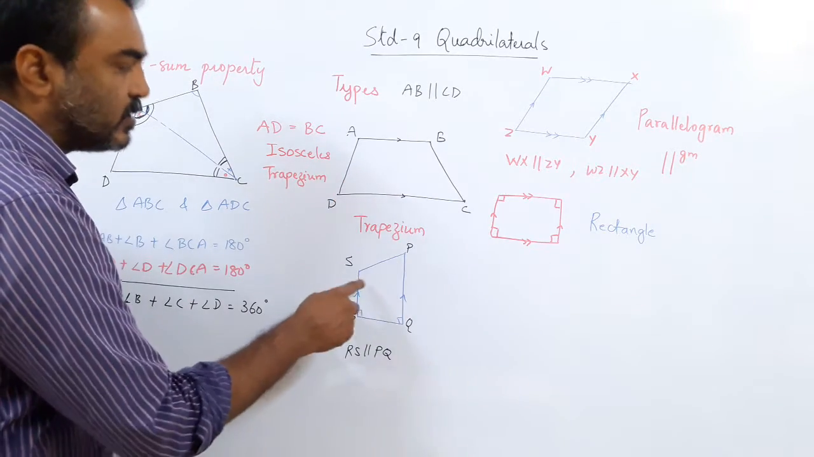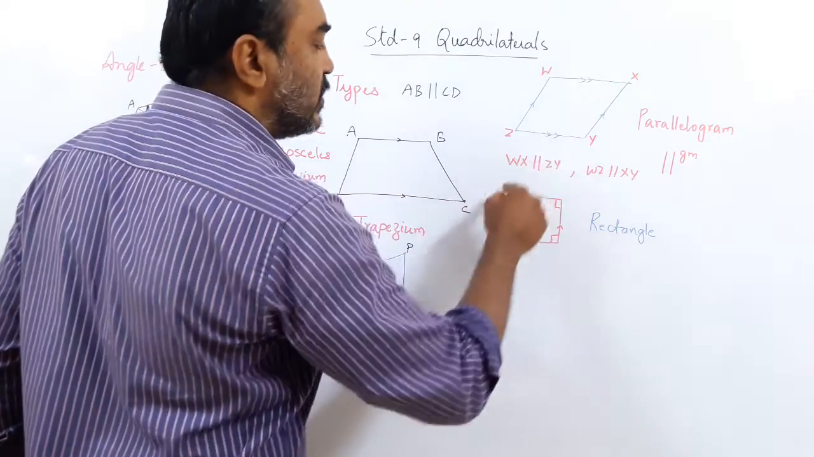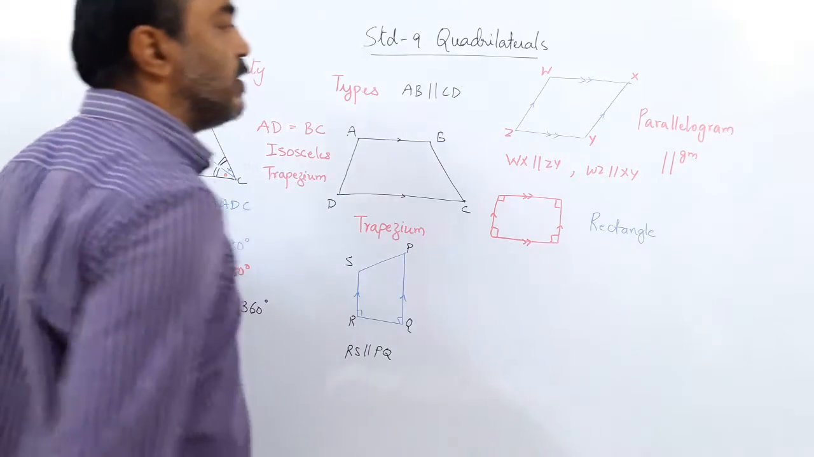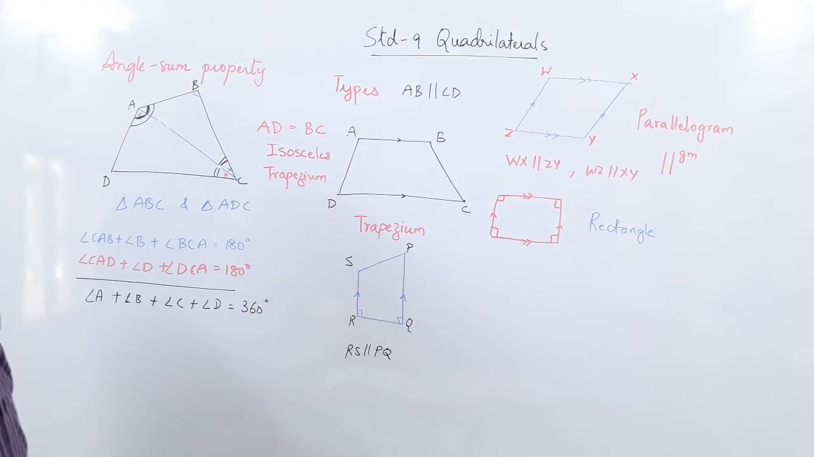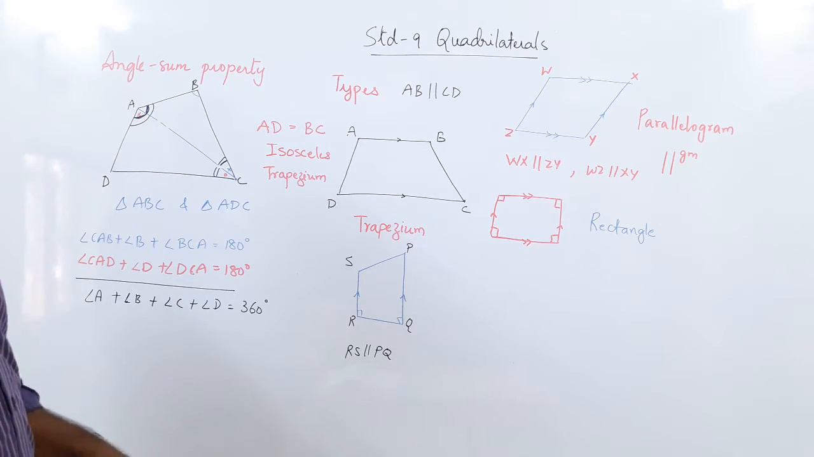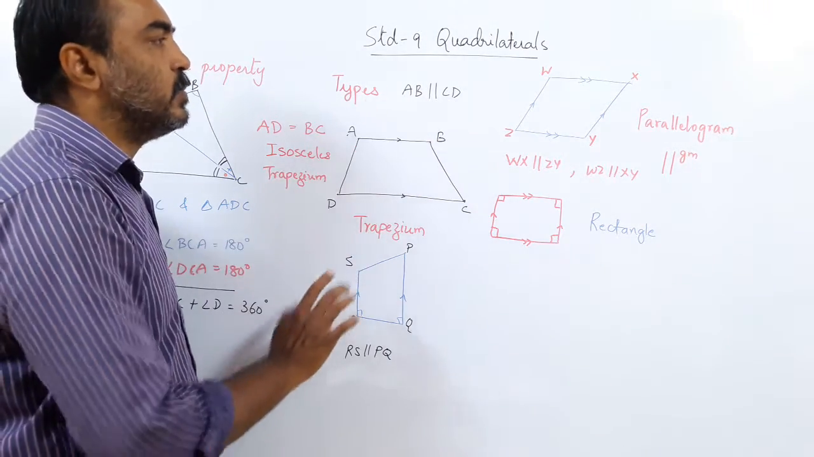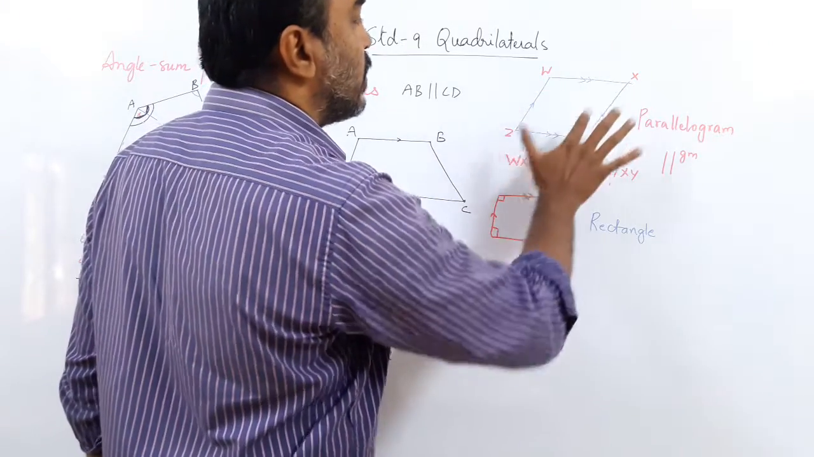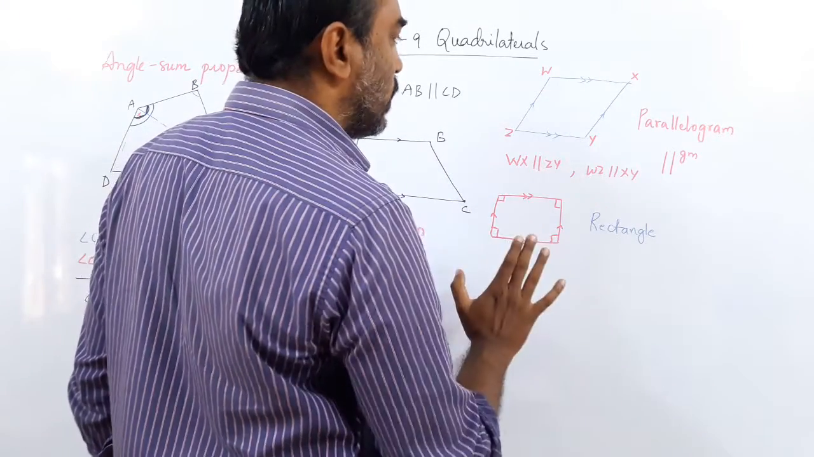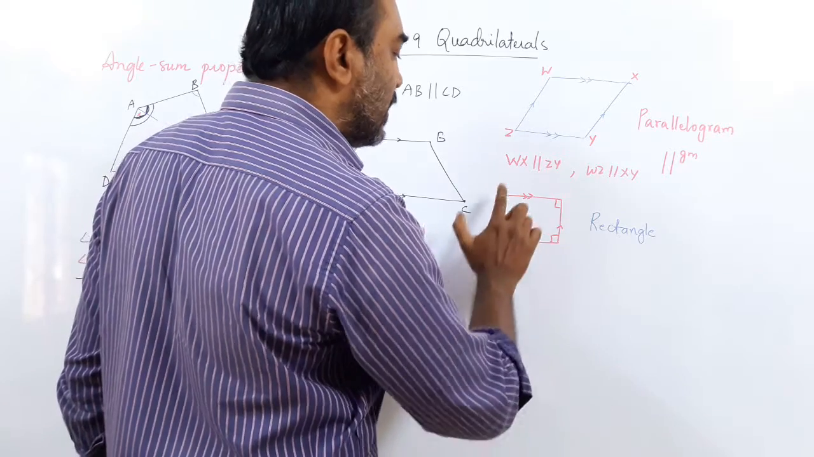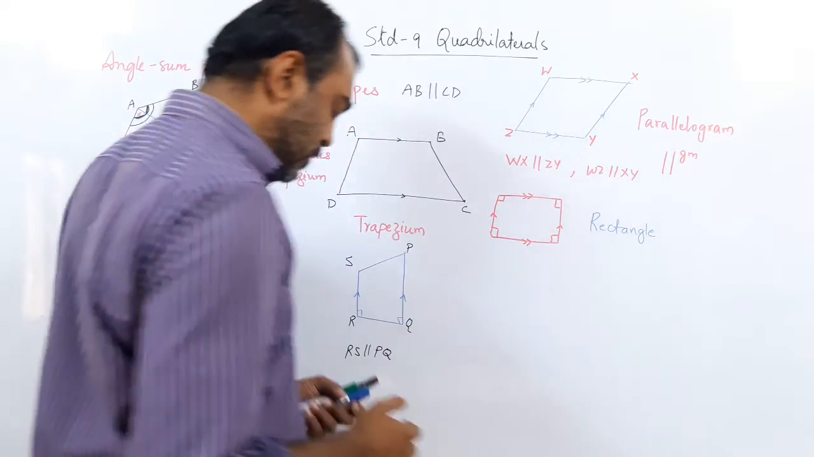If you add up the 4 angles here, 360. If you add it up here, 360, here also it is 360. It is a rectangle. So we are naming it. So how are we differentiating? One pair of opposite sides parallel, trapezium. Both the opposite sides are parallel, parallelogram. Both the opposite sides are parallel and each angle is right angle, rectangle.